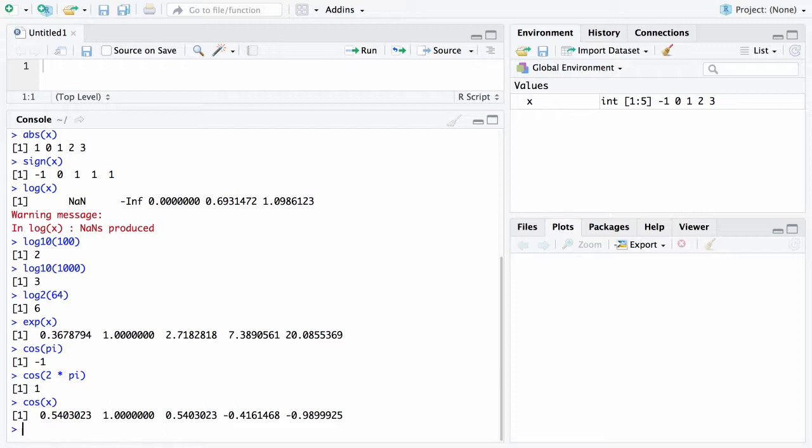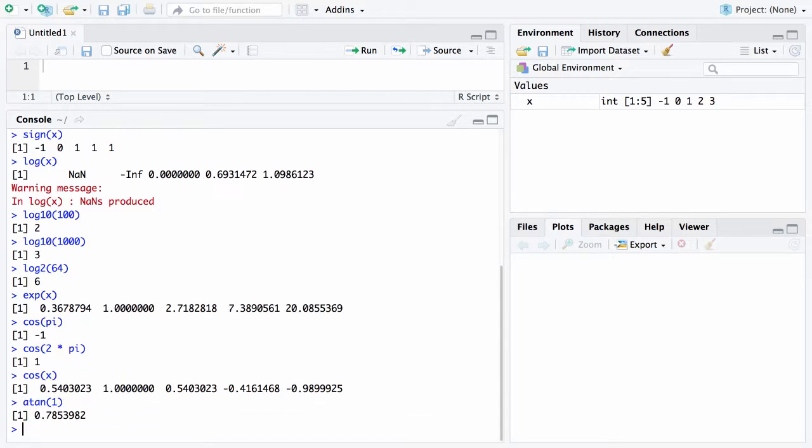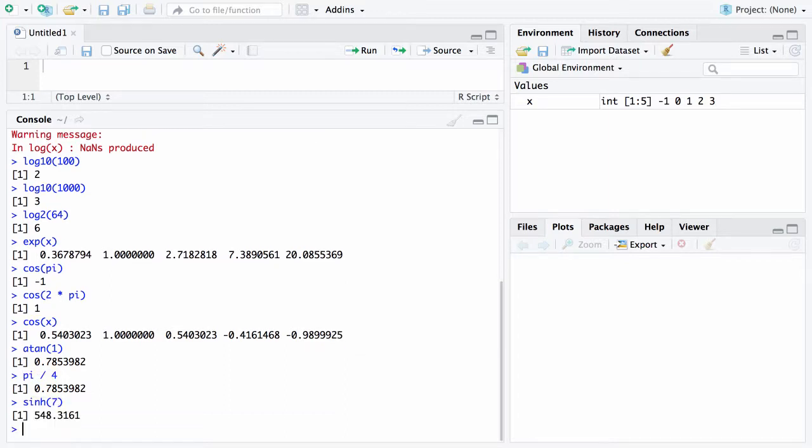There are also inverse trigonometric functions. So if you say, what is the arctangent of 1? It'll come back with 0.785. Now, for an arctangent of 1, you're expecting 45 degrees. But in fact, this is returning it in radians. And so if you were to check, pi over 4 turns out to be what is being returned here. You have hyperbolics as well. So if you want the hyperbolic sine of, say, 7, it'll come back and tell you that's 548.